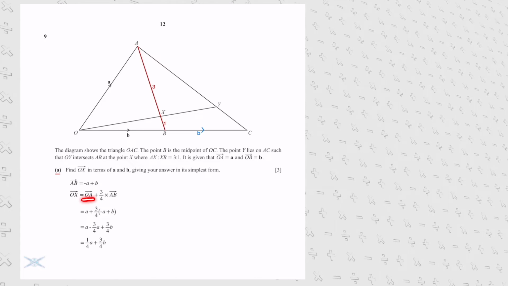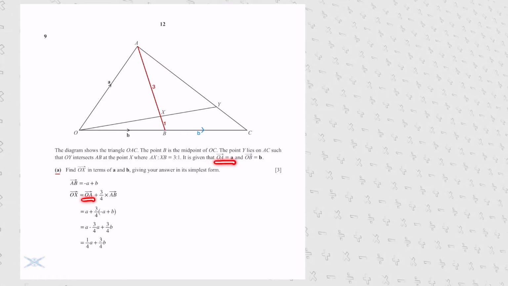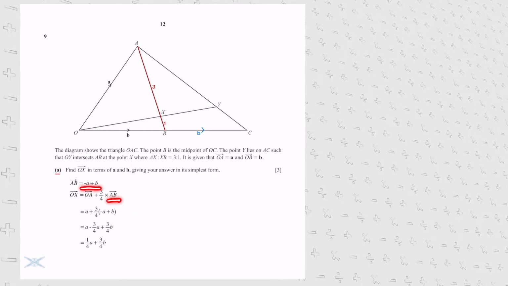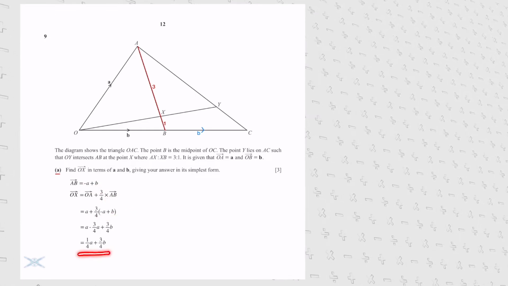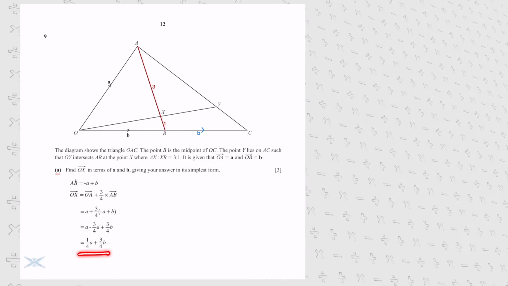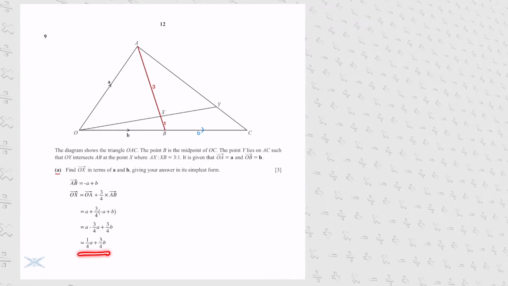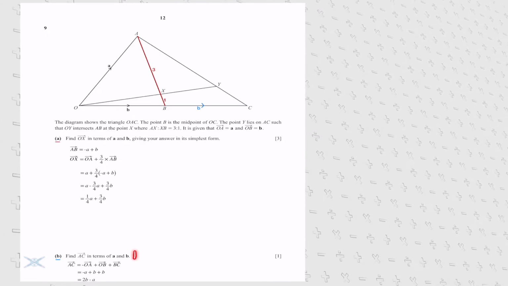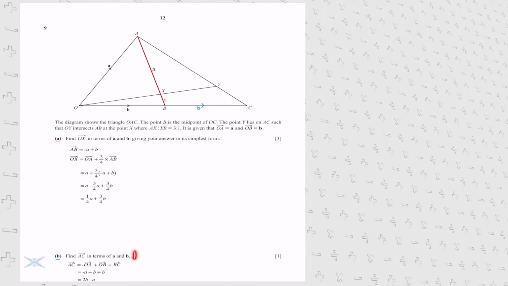Vector OA can then be substituted by the expression A, and vector AB can be substituted by the expression negative A plus B. Simplifying this expression allows us to conclude that vector OX can be represented by the expression 1/4A plus 3/4B. Part B of exercise 9 requires us to find vector AC in terms of A and B.